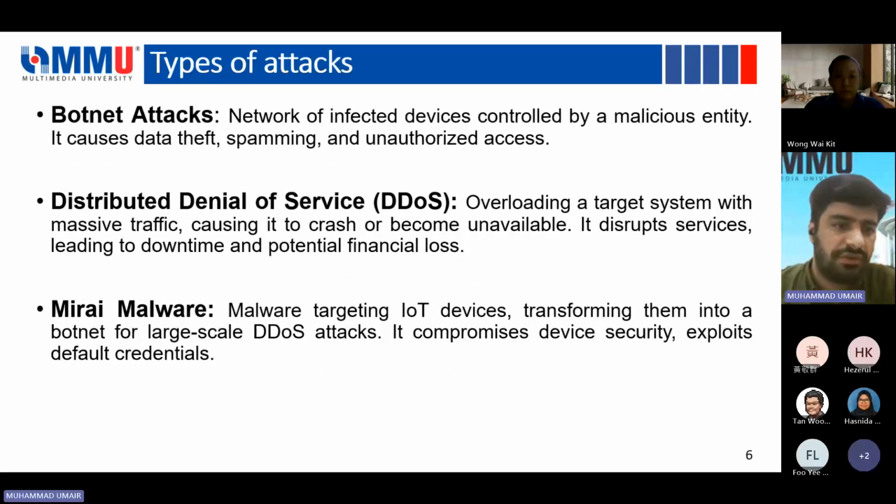Talking about different types of attacks, the famous ones are botnet attacks. Botnet attacks can be defined as a network of infected devices controlled by a malicious entity, and they cause data theft, spamming, and unauthorized access. The second most common one is the DDoS attack, which is distributed denial of service. It overloads a target system with massive traffic, and it causes a crash or makes the device unavailable. It disrupts services, leading to downtime and potential financial loss for the entity.